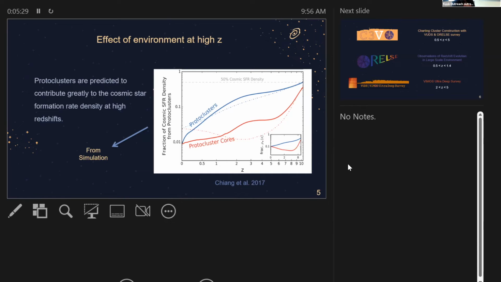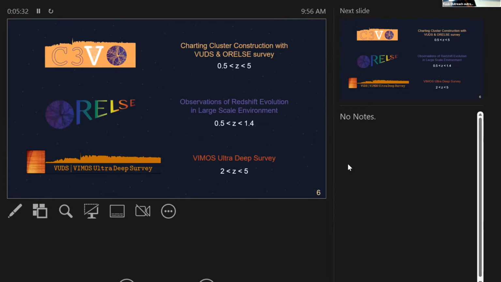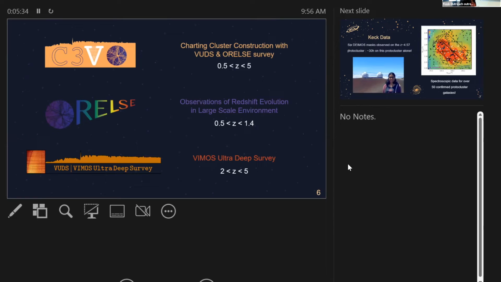And to do that, we decided to start with the protocluster at redshift 4.57 because that was our highest redshift cluster. So our survey is charting cluster construction with the WOODS and Aurealis survey, which is over redshift 0.5 to 5, where the lower to intermediate redshift part comes from Aurealis, and some of the higher redshift data comes from the VIMOS Ultra Deep Survey. So using WOODS, we discovered over 50 spectroscopic overdensities. And as I said, we decided to start with the redshift 4.57 protocluster.